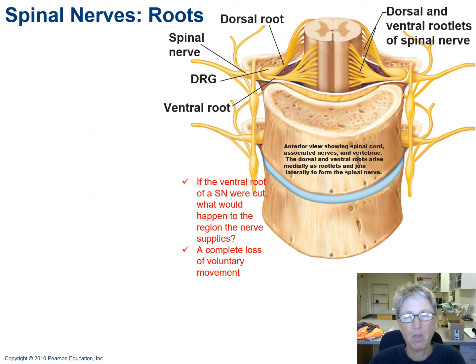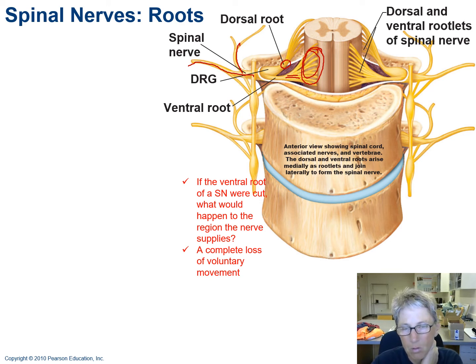All right, so we've seen this cartoon before. So these little guys are the rootlets. Actually, I should say these are the rootlets of the spinal nerve. This is the ventral root of the spinal nerve. This is the dorsal root of the spinal nerve. When they come together, they form a spinal nerve, and then that spinal nerve branches into a ventral and a dorsal ramus.